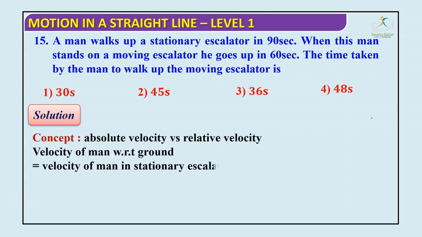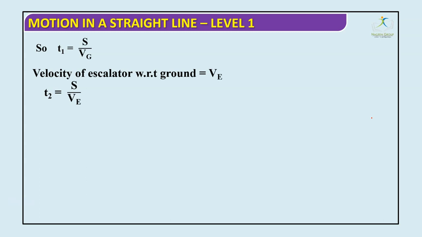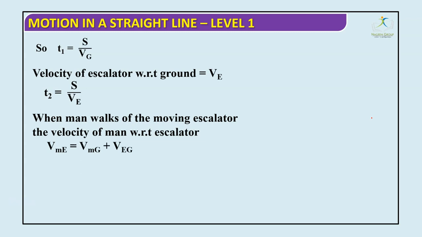Solution part: the concept we will apply here is absolute velocity versus relative velocity. Velocity of the man with respect to ground in a stationary escalator is Vg. Let s be the length of the escalator. So T1 is equal to s by Vg. Velocity of the escalator with respect to ground is Ve. T2 is equal to s by Ve. When the man walks on the moving escalator, his velocity with respect to ground is Vmg plus Veg.